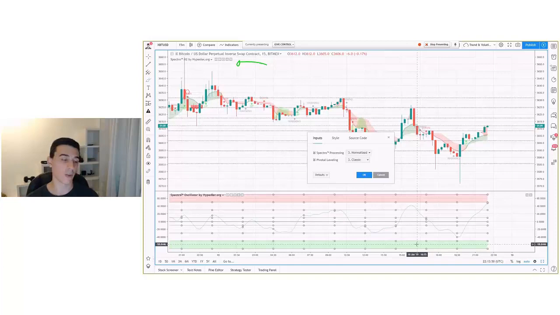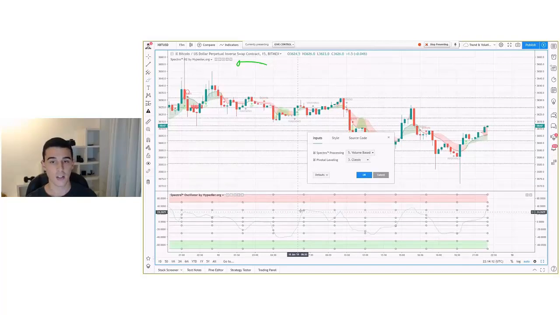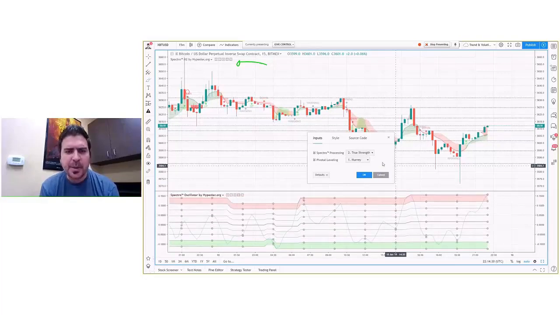All right. Okay. We're gonna go through why should I change it? When should I use it? So I'm gonna just use the classic one so you can kind of see the difference between the processing methods. So the first one, you see, symmetric, and then let's see the volume based, which is not so reactive. You see, it changes a lot. Or true strength. Yeah, I can see how it's changing. And what is pivotal leveling? Just to kind of give us some insight into that, or do you want to ignore that?